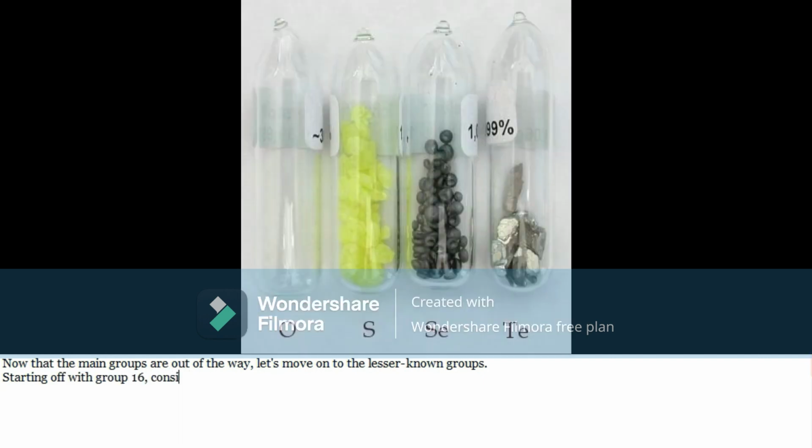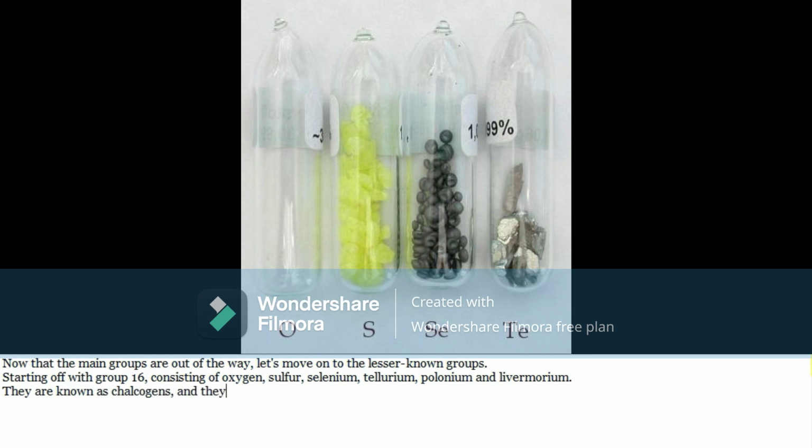Now that the main groups are out of the way, let's move on to the lesser known groups. Starting off with group 16, consisting of oxygen, sulfur, selenium, tellurium, polonium, and livermorium. They are known as chalcogens, and they have some similar properties except oxygen and patterns. As you go down the chalcogens, they get more and more toxic.